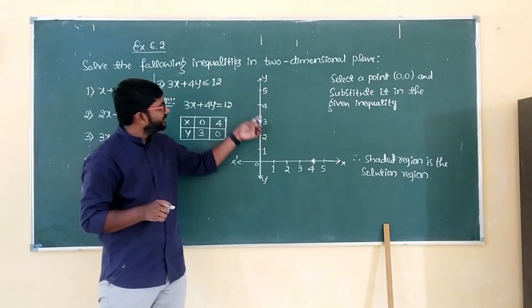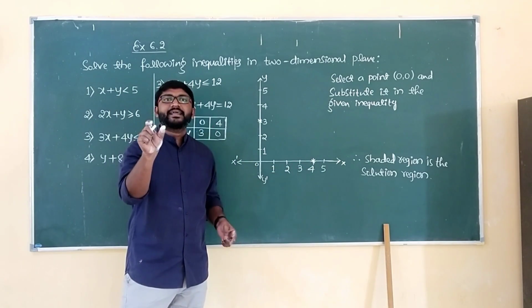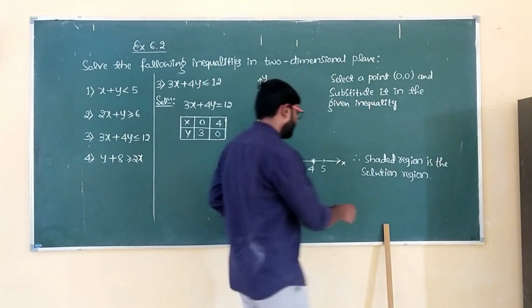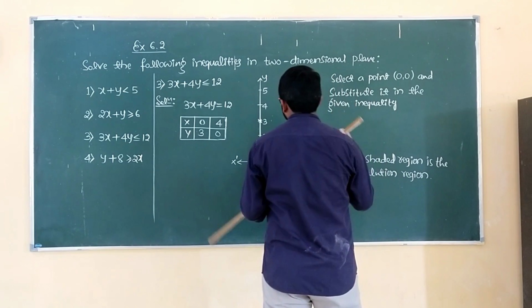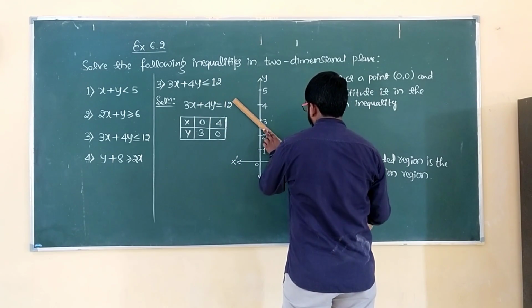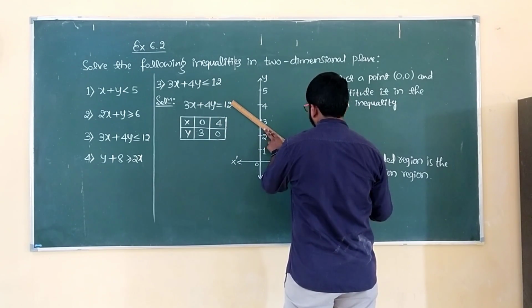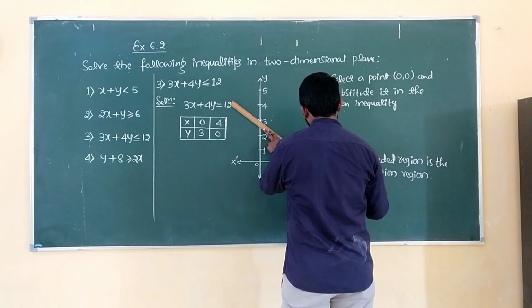That means we have to join these 2 points with the dark line or a thick line. Let us join these two with the help of the scale, and it has to be a thick line.